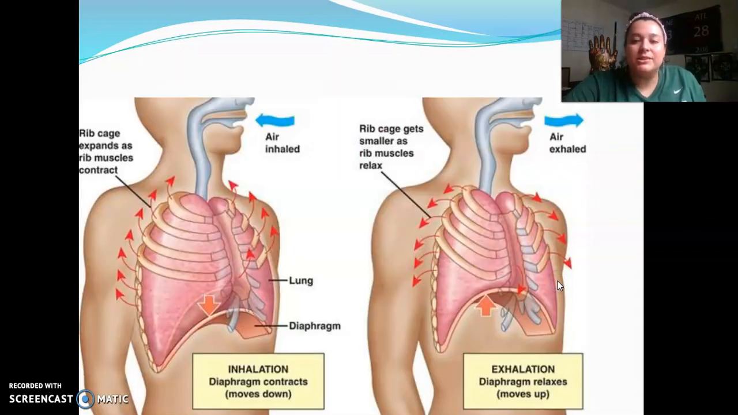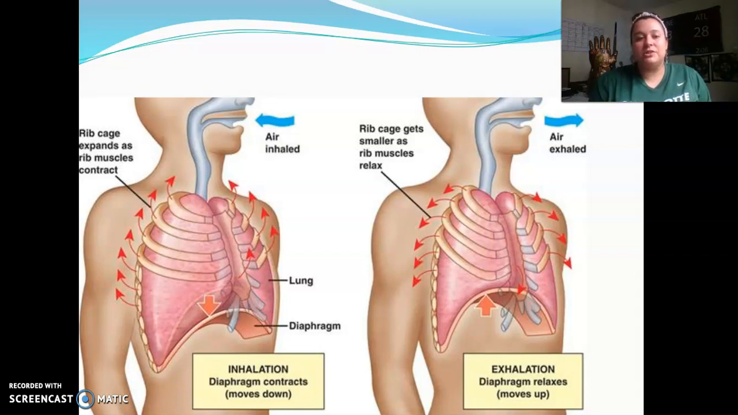All right, so this next thing is how we inhale and how we exhale. The main thing that you need to know from this slide is that we all have this muscle called the diaphragm. The diaphragm sits right underneath your lungs. And when that diaphragm moves up and down, that's what expands your chest when you inhale, and makes your chest smaller when you exhale.